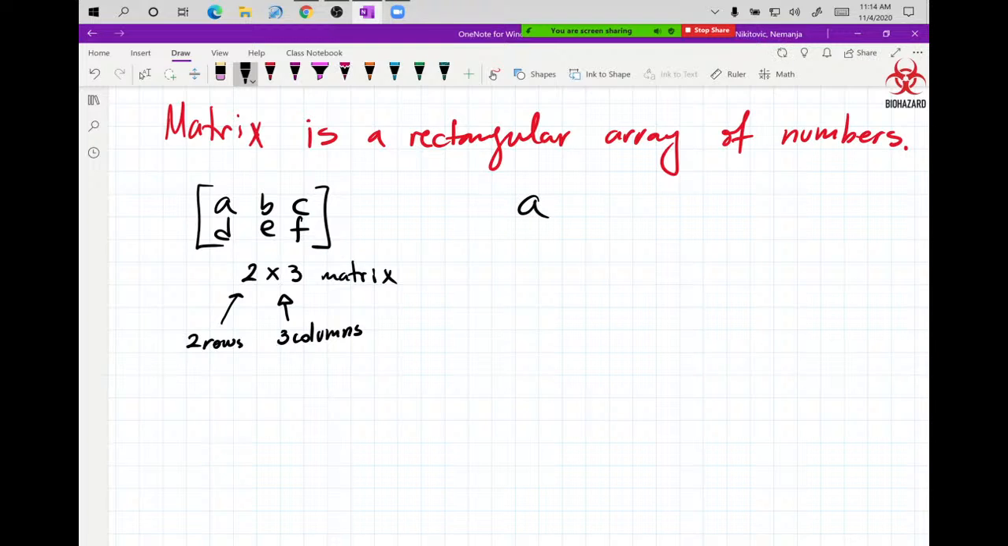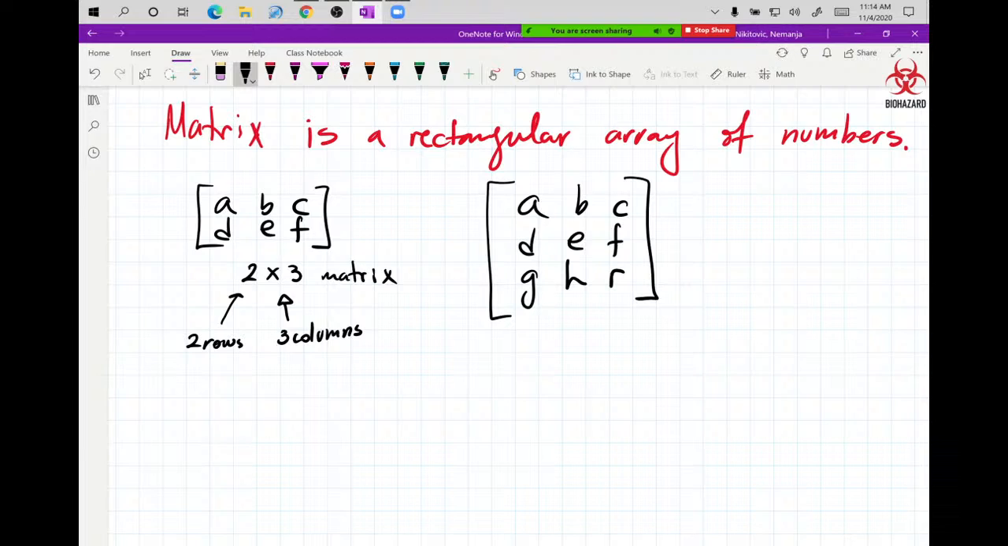You can also have A, B, C, D, E, F, G, H, and let's put R or W or whatever, because I don't want it to be confused with ones like I's and L's. I'm trying to keep away from those that can be confused. Now, this would be a 3 by 3 matrix, and that will be known as a square matrix, and that's 3 rows and 3 columns.